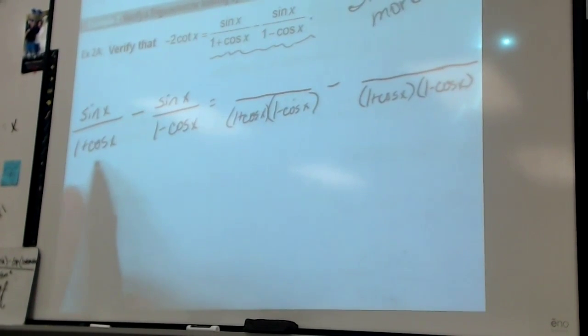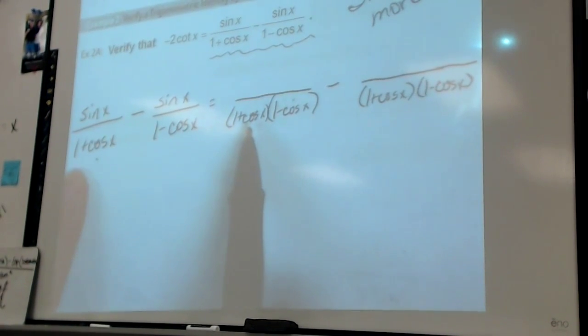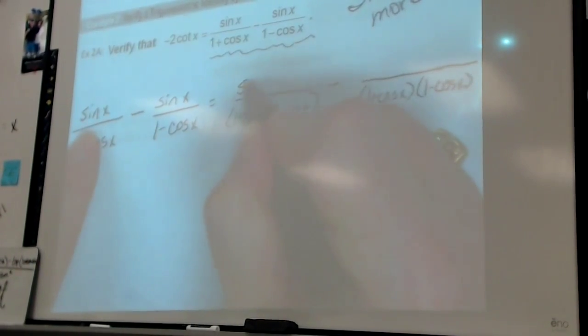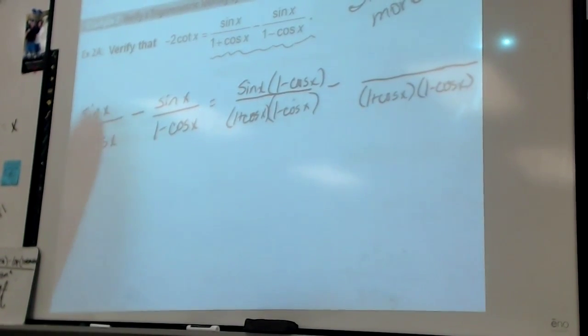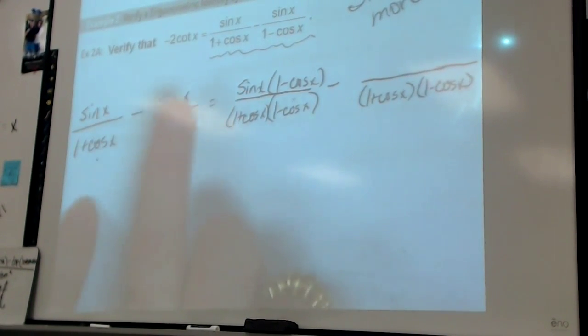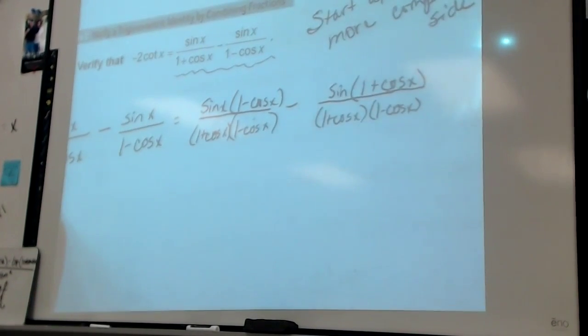So over here, I have the 1 plus cosine x in my denominator, but I don't have the 1 minus, which means I would have to multiply by 1 minus cosine x. So I've got to do the same to the top. So sine x times 1 minus cosine x. So basically, you're multiplying this by this denominator. Does that make sense? And then over here in this fraction, I have the 1 minus, but not the 1 plus. So I'm going to need to multiply by the 1 plus. So it'd be sine x times 1 plus cosine x.